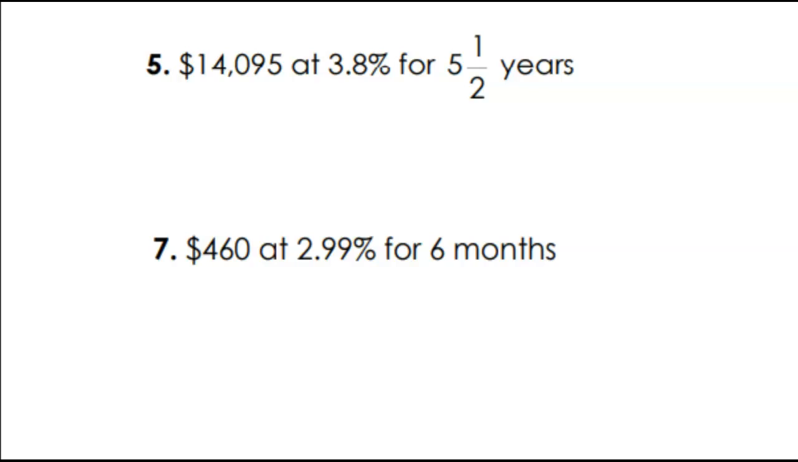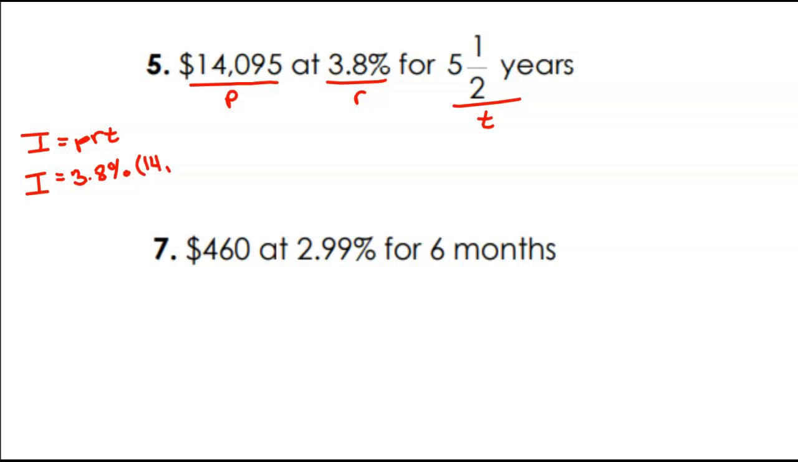All right, for number 5, you got $14,095 at 3.8% for 5.5 years. So this is your principal, this is your rate, this is the time. Write out the formula. I is Purdy. And then put it into Desmos with the percent coming first, times the principal, times the time.